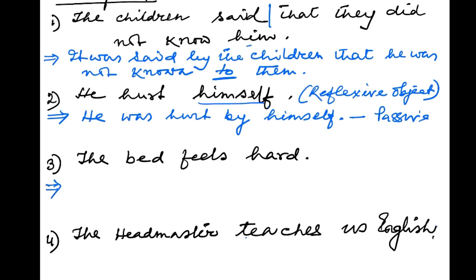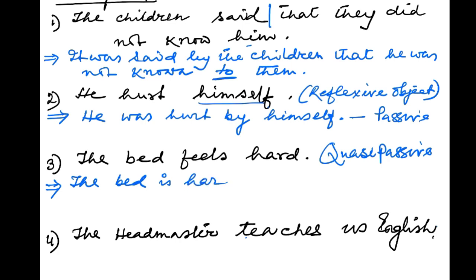Now the third sentence. The bed feels hard. This is quasi-passive. We will turn it into passive. So the passive is: the bed is hard when it is felt. This is the passive voice.